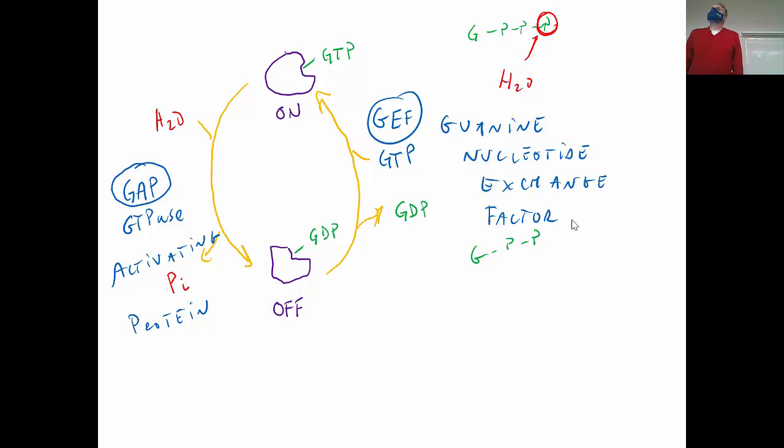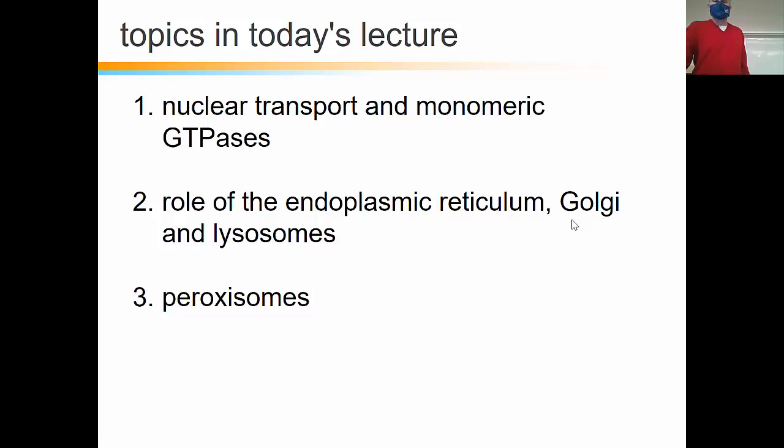And so those are enzymes that can catalyze that, and we can regulate the activities of those enzymes to determine how active they are. So the GAPs and GEFs are going to be important in our nuclear localization and nuclear import and export, because the location of GAPs and GEFs is going to determine the state of our GTPase. Questions about that?